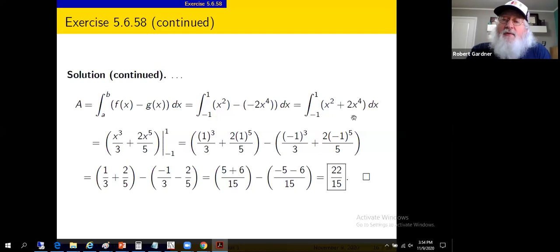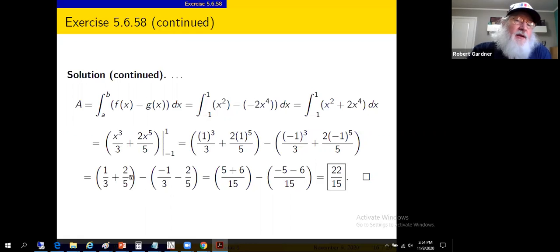Okay, here's where we left off. Anti-differentiate: 1/3 x cubed. Anti-differentiate, add 1 to the exponent, we'll divide by 5. We'll get 2x to the 5th over 5. Plug in the 1, plug in the -1. One thing I like about this prepackaged stuff, I know it goes by awfully fast, but do the arithmetic, all the details are spelled out there. And we'll get 22 over 15.